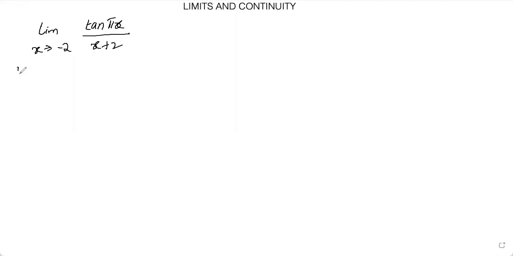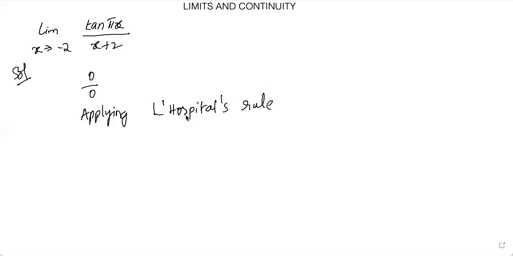Let us try to solve this limit. When you substitute x as -2, this will be 0 by 0, which is an indeterminate form. So by applying L'Hopital rule, let us apply that.